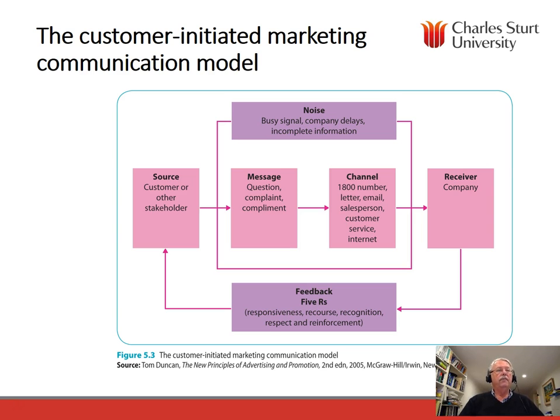You can see at the top of the chart, we see noise. So there could be a busy signal, company delays, or incomplete information. And then we have the feedback, which relates to the 5 R's: responsiveness, recourse, recognition, respect, and reinforcement.